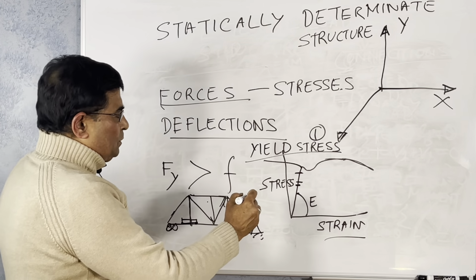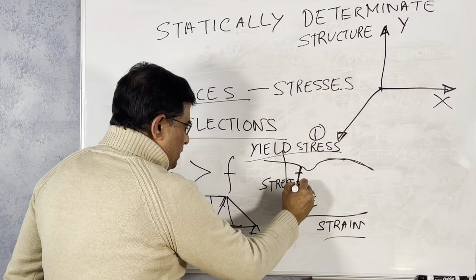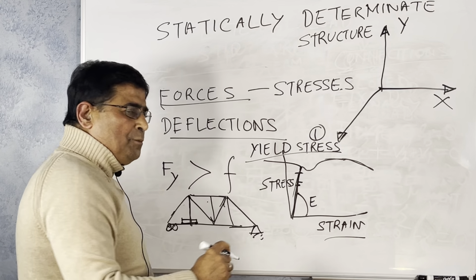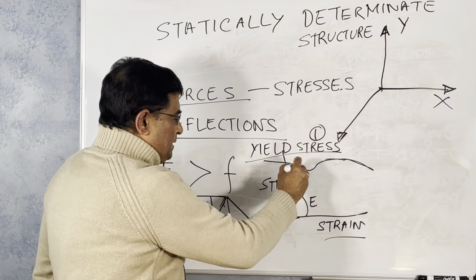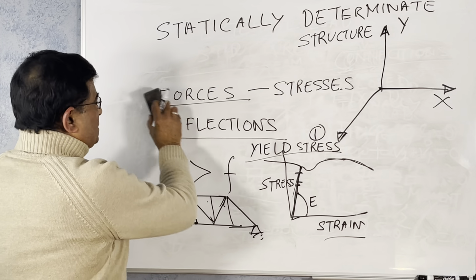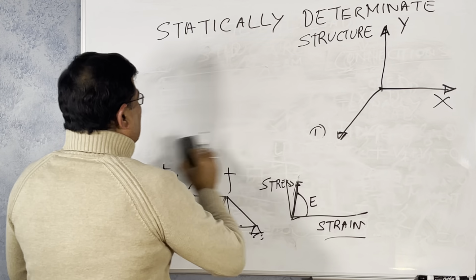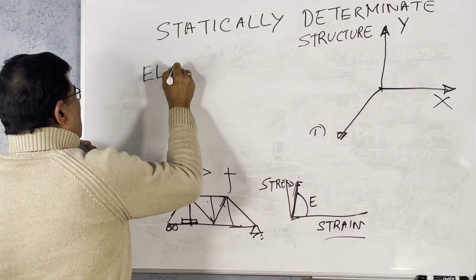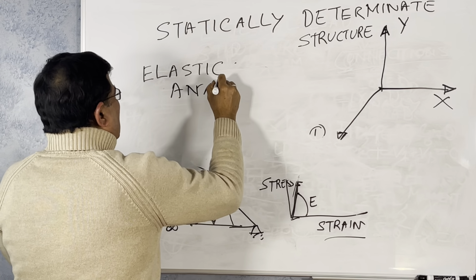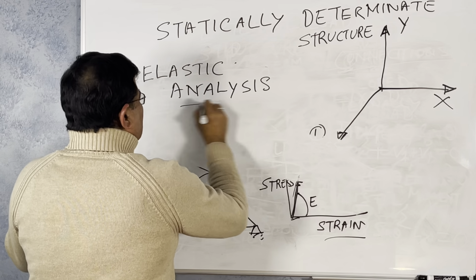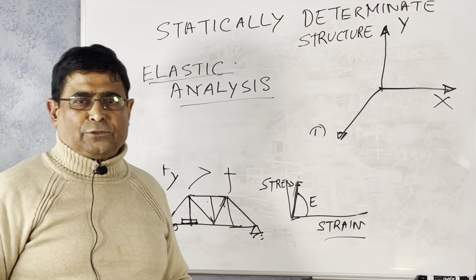When the stress is less than the yield stress, we are in the proportional limit. That means if you remove the stress, strain goes to zero. So this is called the elastic range. All our structural analysis is elastic analysis. Most of the structures we analyze with elastic analysis, where we always consider the stress to be proportional to strain.